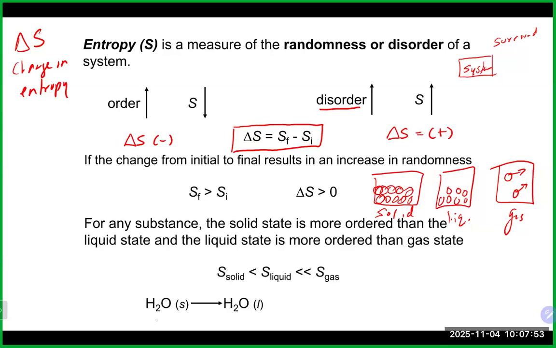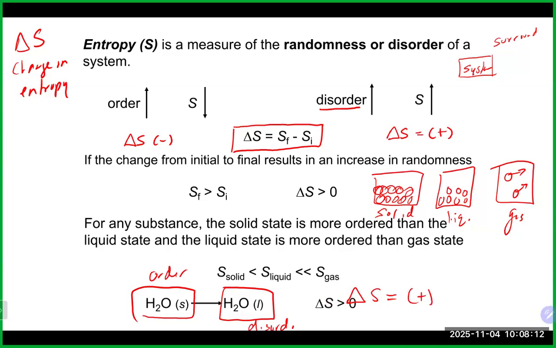So if we take a look at this idea of ice melting, we are going from a more ordered situation to a more disordered situation. And that means that our delta S here will be a positive value in this case. It will actually become more positive because of that.